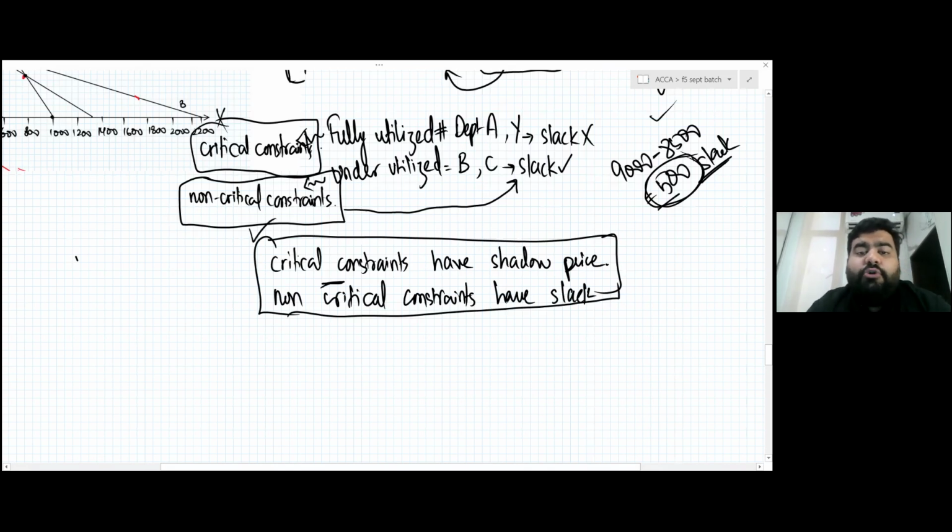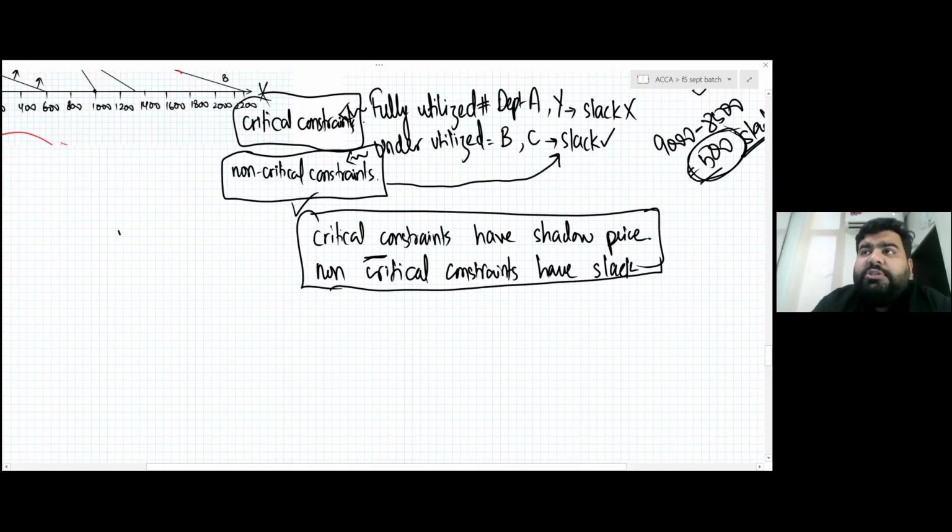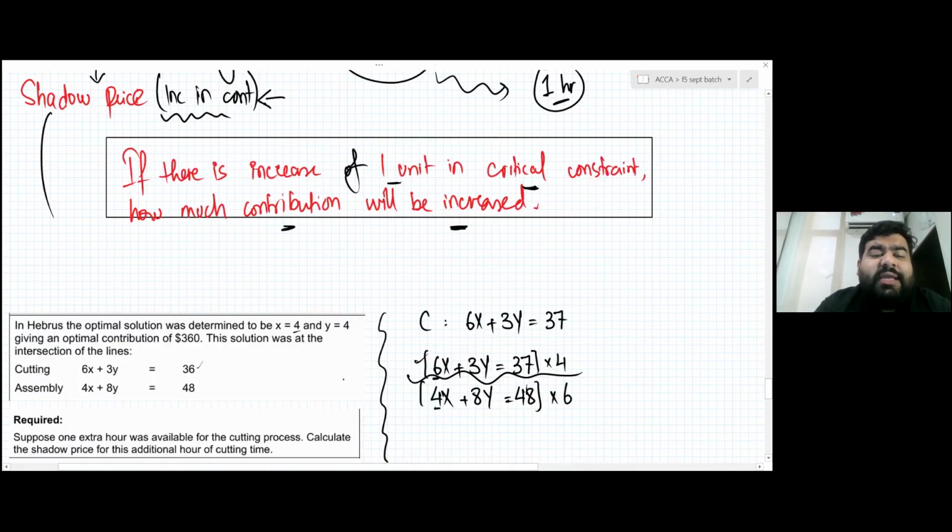So just use this concept while doing the theoretical MCQs. Critical constants have shadow price, non-critical constants have slack. Just remember it always. Critical constants have shadow price, non-critical constant have slack. Simple. So critical constant have a shadow price, and shadow price is the increase in contribution.